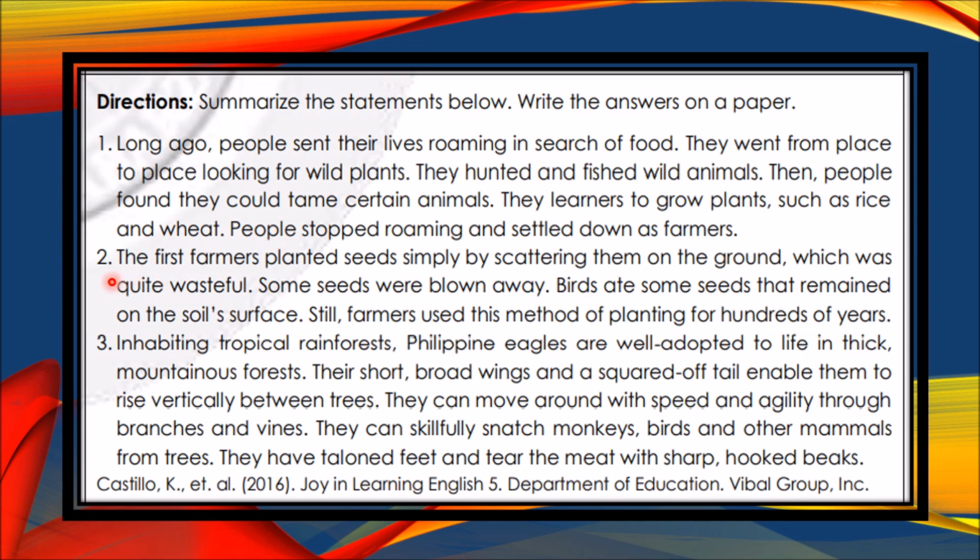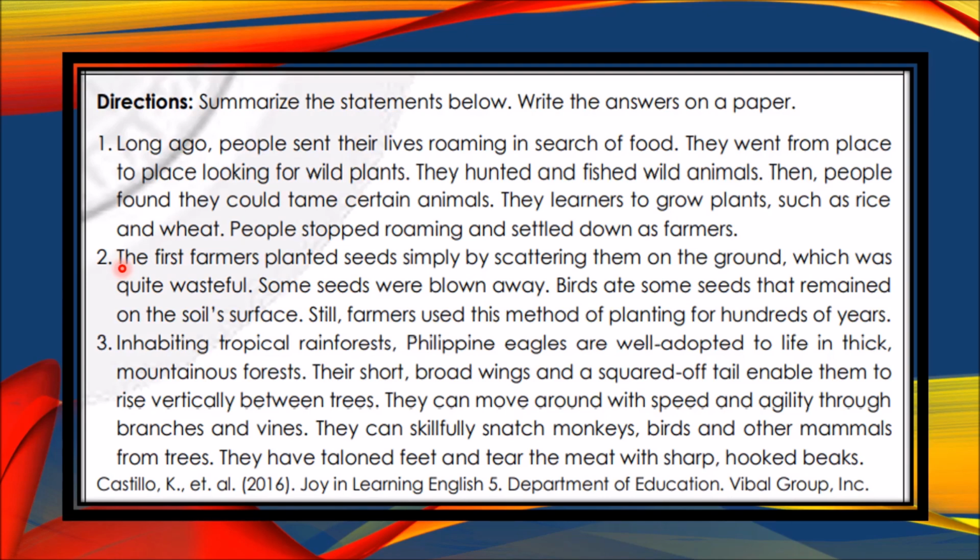Okay? Likewise, in number 2, and also number 3. So here, another one. The first farmers planted seeds simply by scattering them on the ground, which was quite wasteful. Some seeds were blown away. Birds ate some seeds that remained on the soil surface. Still, farmers used this method of planting for hundreds of years. So here, the main idea, right?